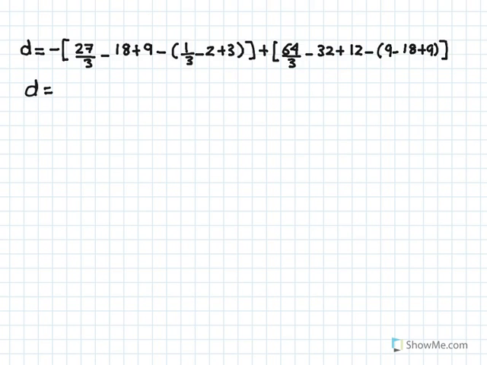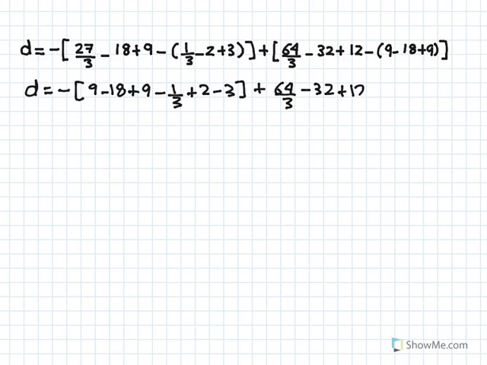Alright, so what we have is this above expression, and we need to simplify this. Distance is going to be equal to minus 27 over 3 is 9, minus 18, plus 9. Distribute the minus, 1/3, plus 2, minus 3, close the bracket, plus 64 over 3, minus 32, plus 12. Distribute the minus, we get minus 9, plus 18, minus 9. So let's distribute the minus. We get minus, here we have 9 minus 18 is minus 9 plus 9. So this all is going to cancel out to 0. And 2 minus 3 is negative 1 minus 1/3. That's minus 3 over 3 minus 1 over 3. That is negative 4 over 3.